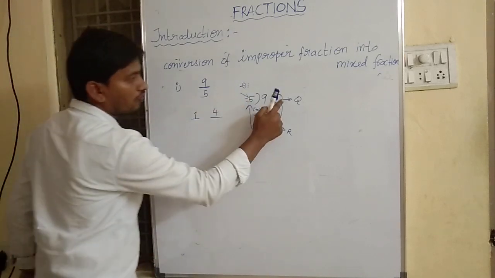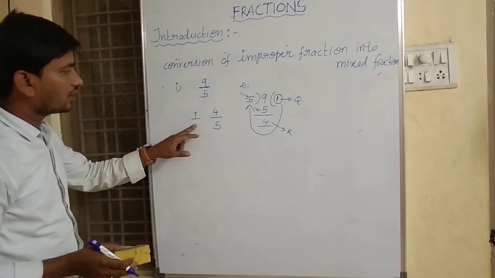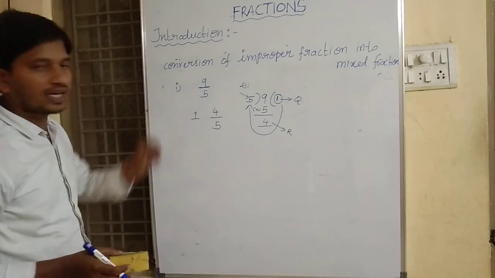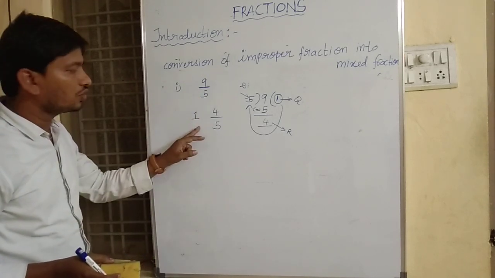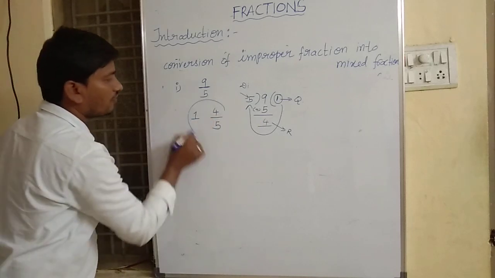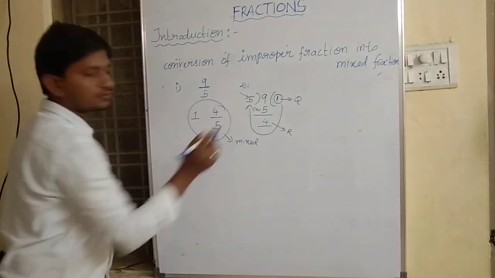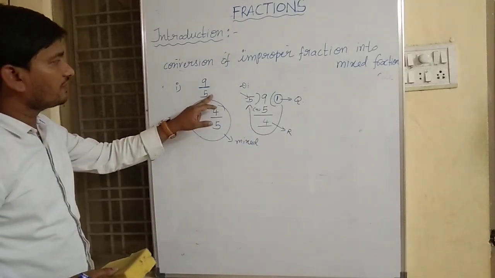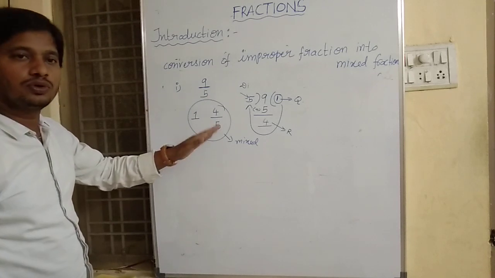So that is 1 4 by 5. See, here is our improper fraction. This improper fraction I converted into a mixed fraction. So this 1 4 by 5 is our mixed fraction. 9 by 5 is an improper fraction, and I converted it into a mixed fraction.